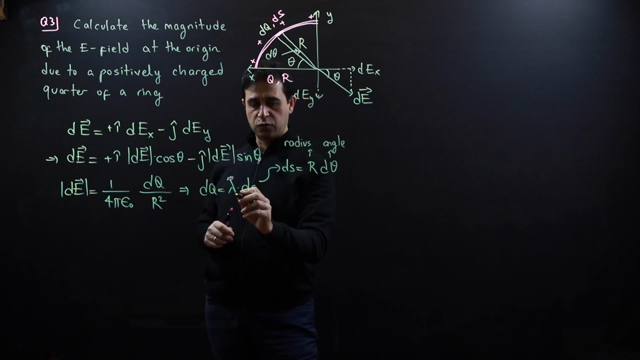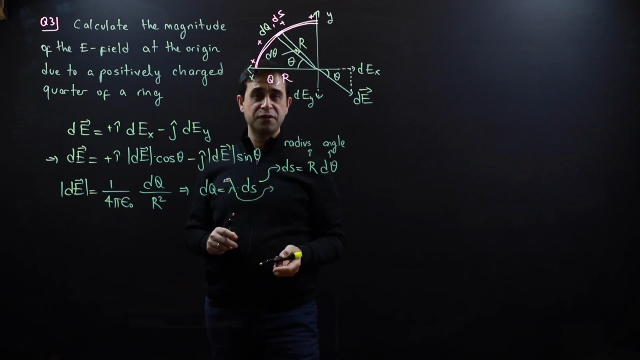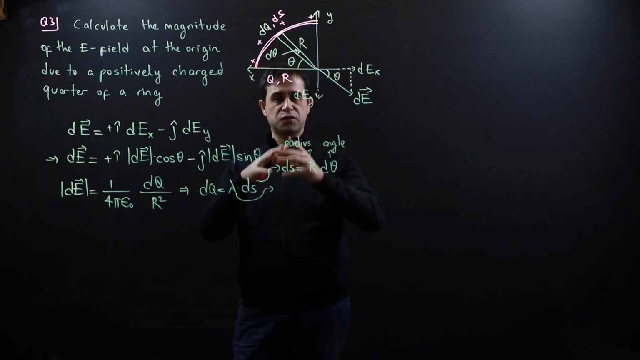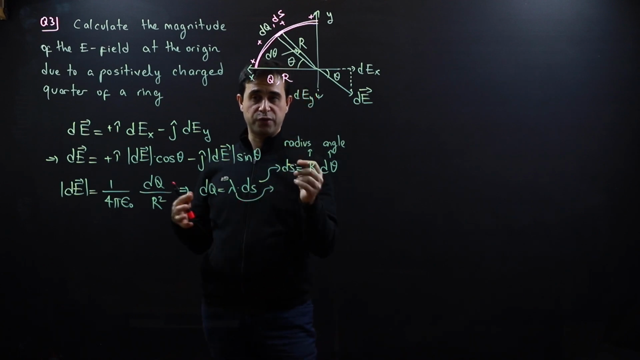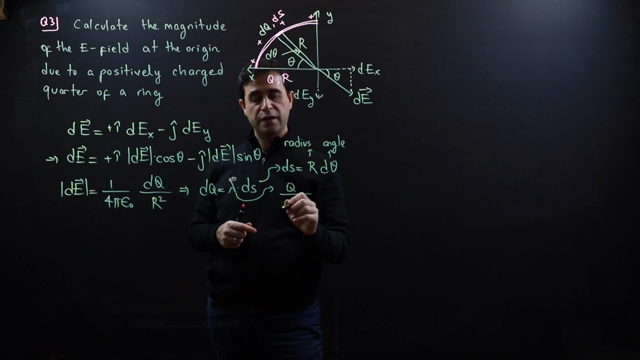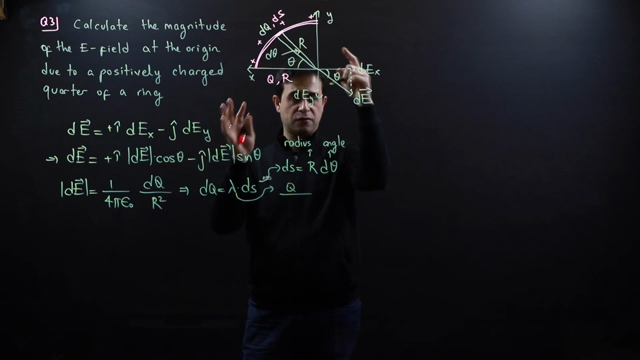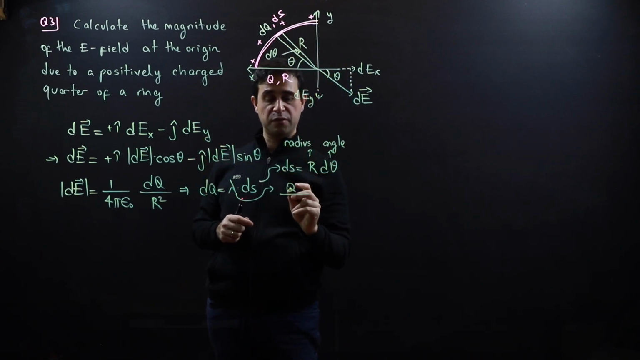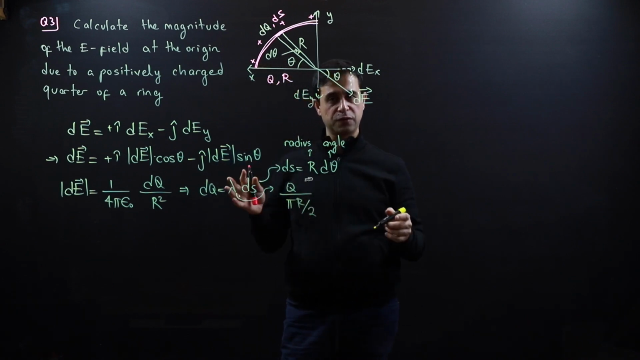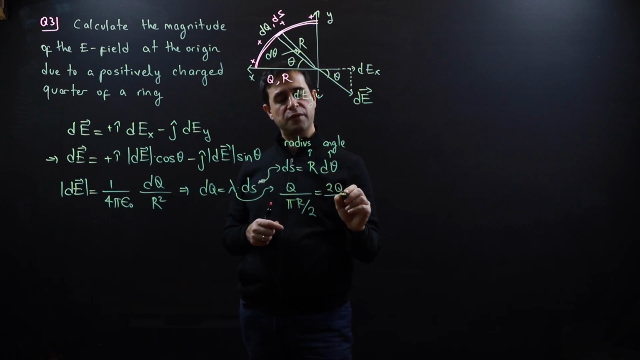Good. Now I need to know what lambda is, so I'm going to put another arrow here, okay? Lambda, remember, is one-dimensional charge density. That means it's the charge divided by the total length. So what is the total charge? That's Q. And what is the total length of a quarter of a circle? If it had been the total circumference, it would be 2 pi r, but it's just a quarter of that, and that's why it is 2 pi r divided by 4, which is pi r divided by 2. And that gives lambda equal to 2Q divided by pi r.